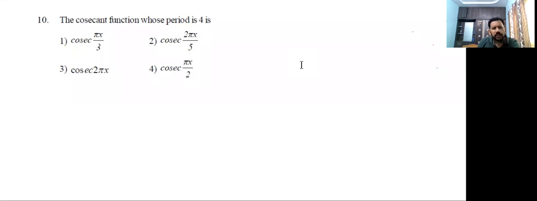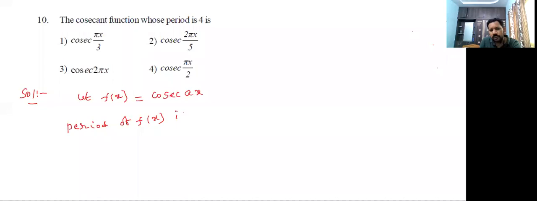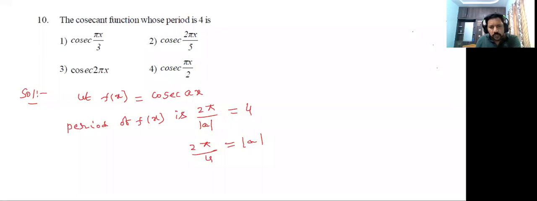The cosecant function whose period is 4, then find the function. How to do this? Let the function be f of x equals cosecant kx. Period of f of x is, what is the formula, students? 2 pi by mod a. So 2 pi by 4 is equal to mod a. Then pi by 2 is equal to mod a.